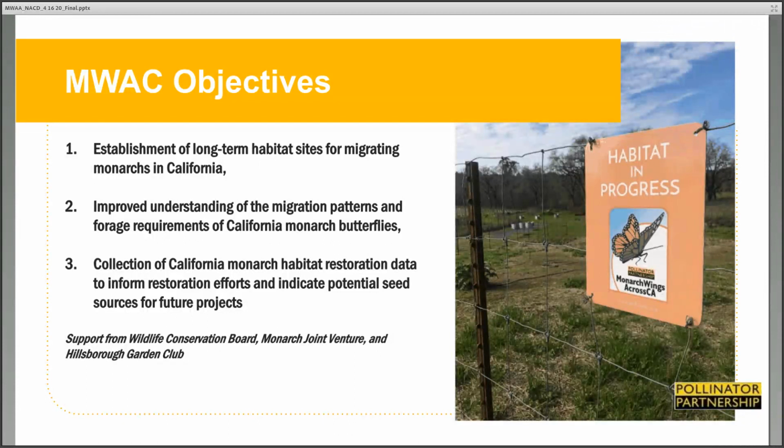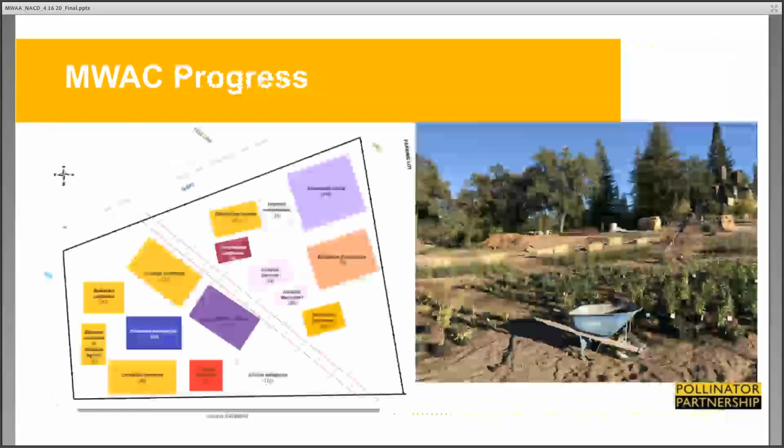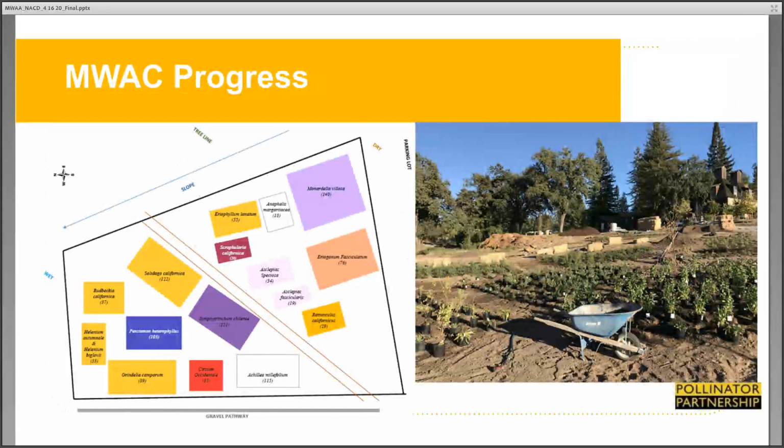So our objectives here were to establish long-term habitat sites for migrating monarchs in California, to gather an improved understanding of migration patterns and forage requirements for California monarch butterflies, and to collect California monarch habitat restoration data to inform restoration efforts and indicate potential seed sources for future projects. And I do want to mention that this was supported by the Wildlife Conservation Board, Monarch Joint Venture, and the Hillsborough Garden Club.